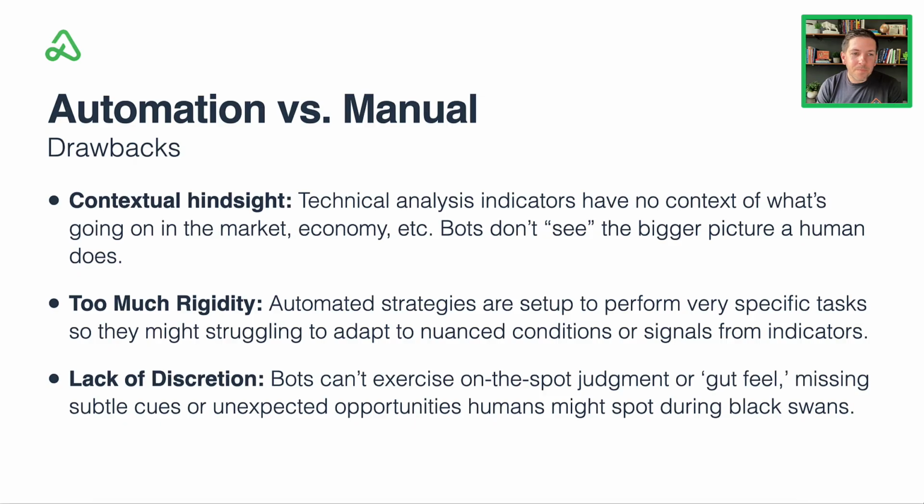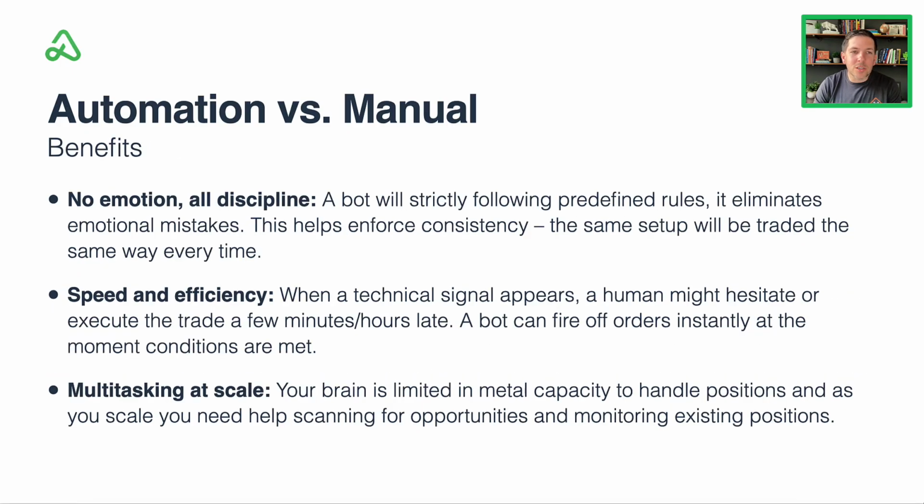Maybe that was a better trade or not a better trade, but that's the trade-offs you have to have. Lack of discretion: bots can't exercise on-the-spot judgment or gut feelings. They miss subtle cues or unexpected opportunities that a human might spot during black swan events. So this is definitely where bots do not do well, in those subtle nuance things. However, I think broadly speaking, using automated indicators and strategies like this is much better because of all the things we talked about before, which is no emotions and all discipline. It's a much better way of doing it.